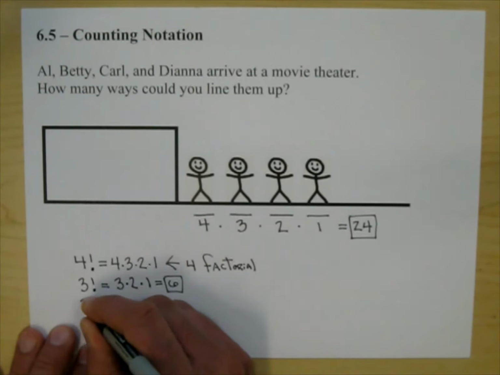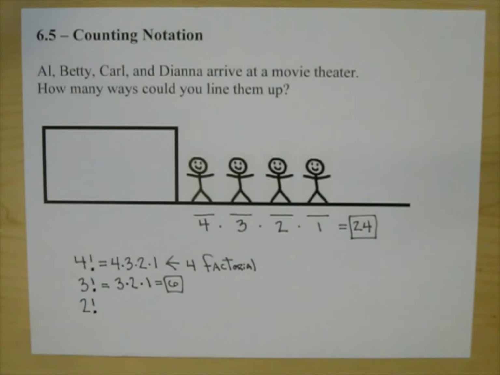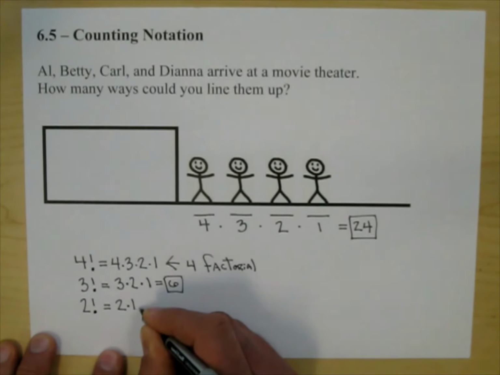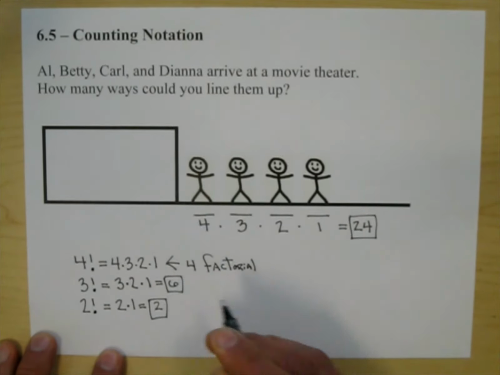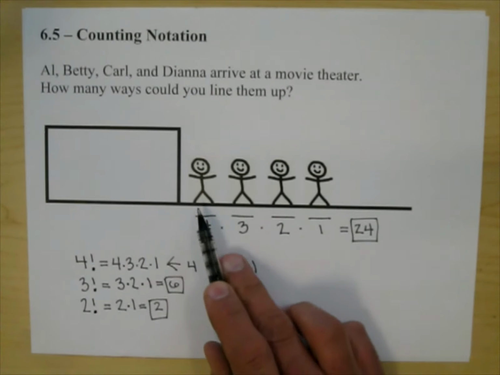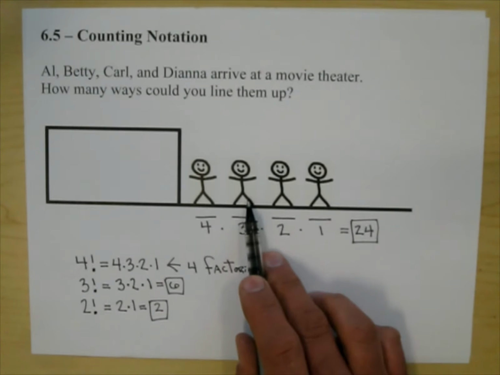Let's drop it down 1 here and go to 2 factorial. Well, 2 factorial is just 2 times 1, which is 2. So that's if just 2 people came, Al and Betty. And the 2 ways of doing that, the first way would be Al, Betty, and the second way would be Betty, Al.